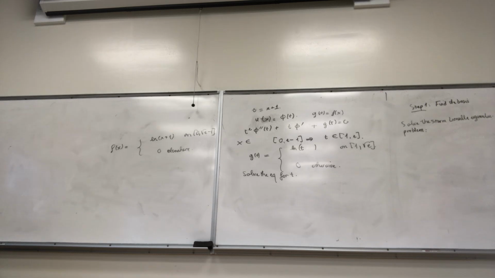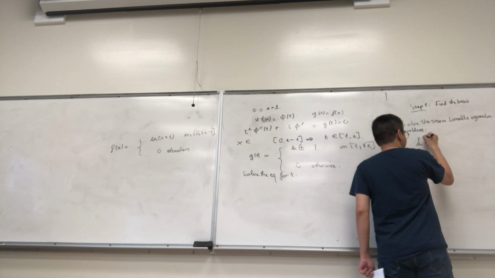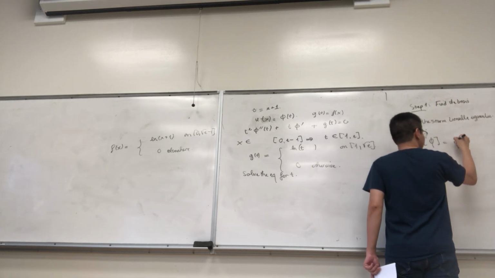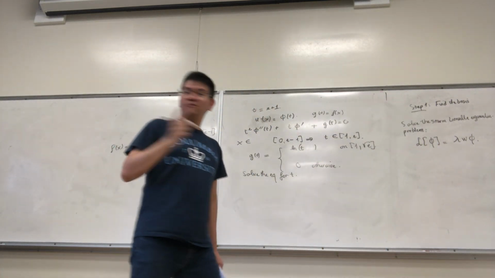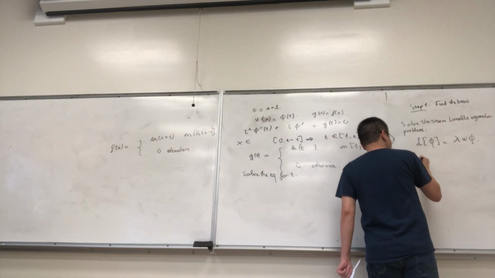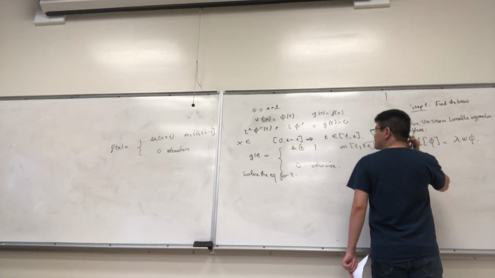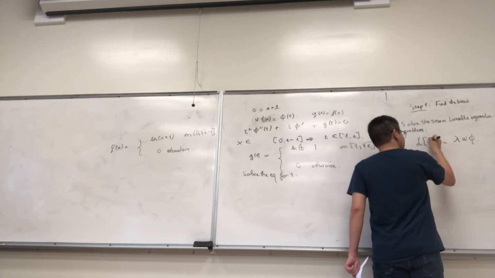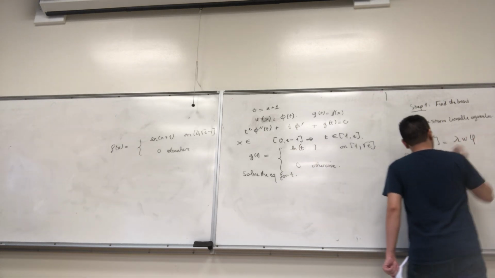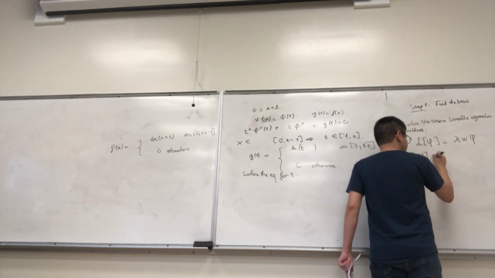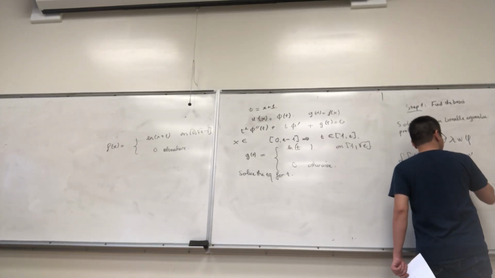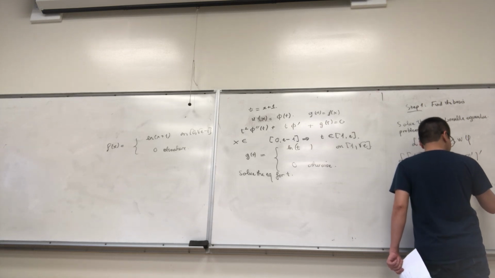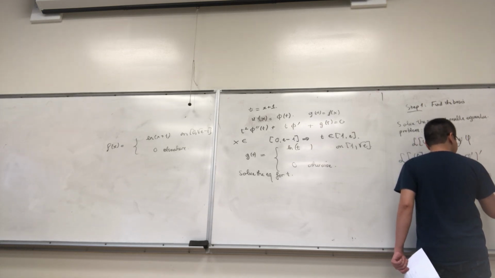Right? So you have to solve the Sturm-Liouville eigenvalue problem. So you have L of phi is going to be lambda W phi. Remember that? And now we have to find the basis, right? It's going to be of the form (p x phi prime)' plus q x phi.